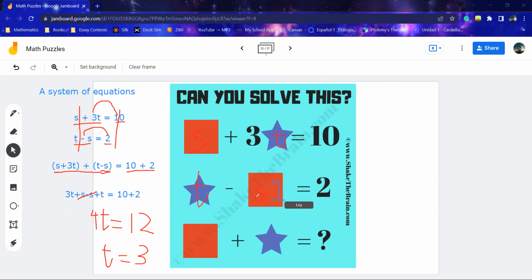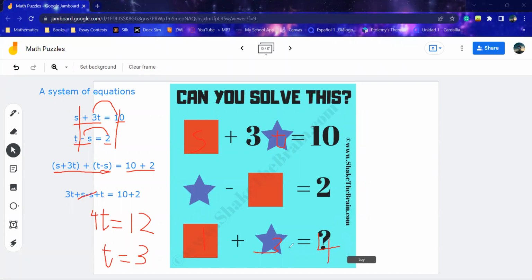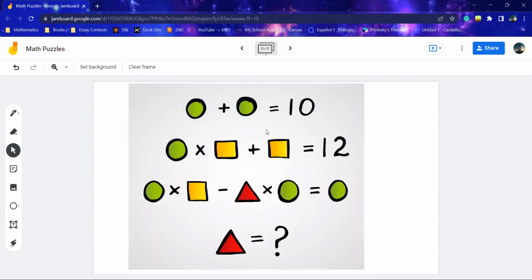All right. So if t is equal to 3, what's s? 1. That's right. All right. So what is 1 plus 3? 4. All right. I challenge you to prove that 1 plus 3 does not equal 4. But for now, we shall move on to the next question.